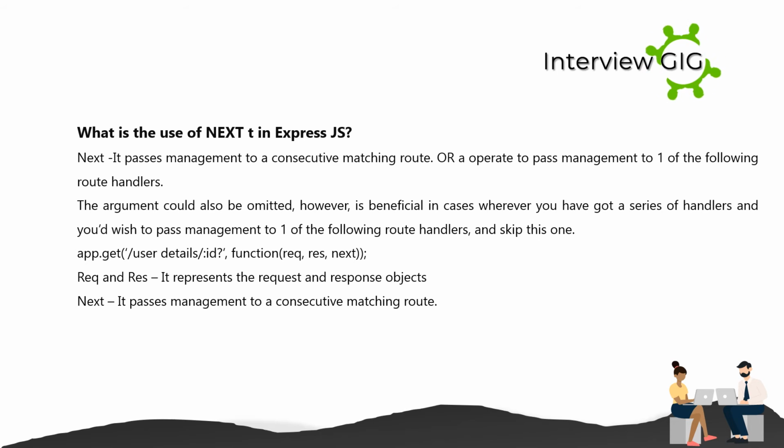What is the use of next in ExpressJS? Next passes management to a consecutive matching route, or a function to pass management to one of the following route handlers. The argument could also be omitted, however, it is beneficial in cases where you have a series of handlers and you'd wish to pass management to one of the following route handlers, and skip this one. app.get('/userdetails/:id', function(req, res, next) { ... }); req and res represent the request and response objects. Next passes management to a consecutive matching route.